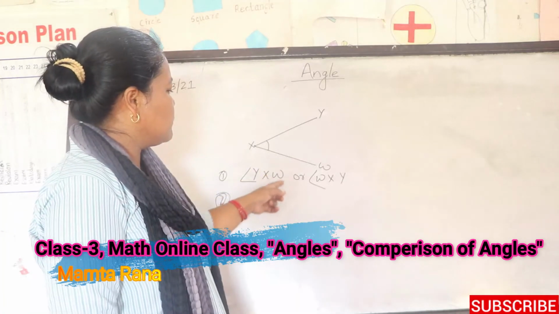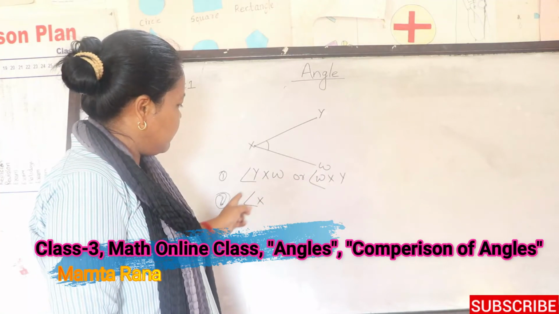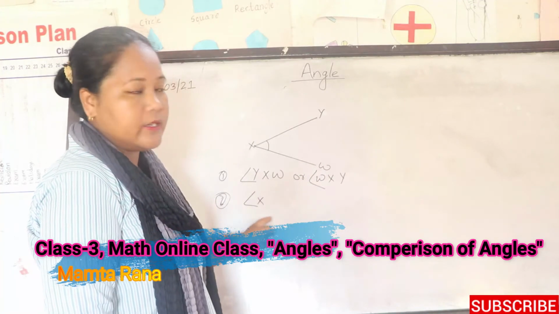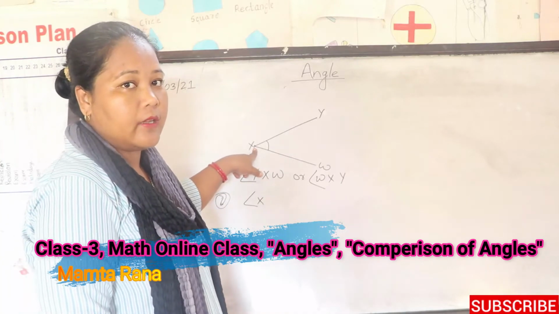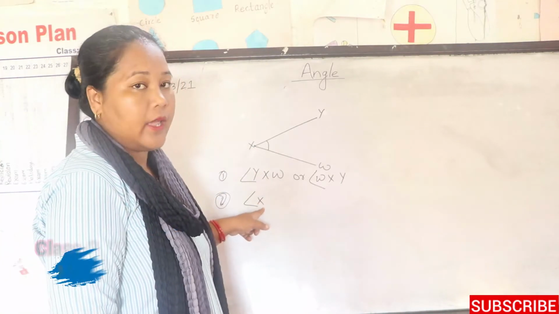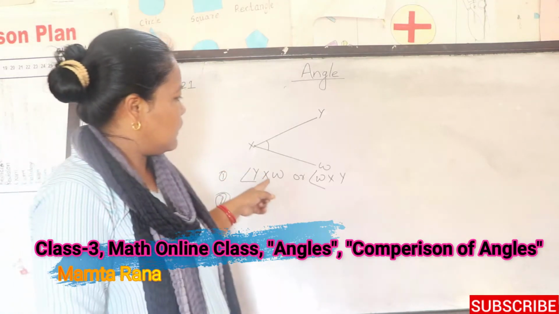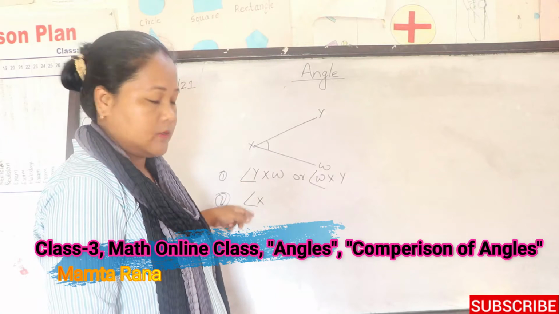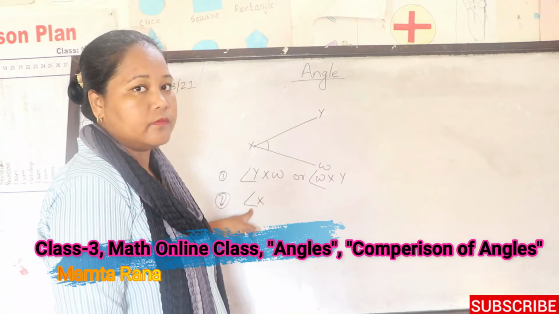Here we use all the letters. Here we use only the name of the point where the angle is formed. At point X the angle is formed, so we can say angle X also. So you have to know these two types.